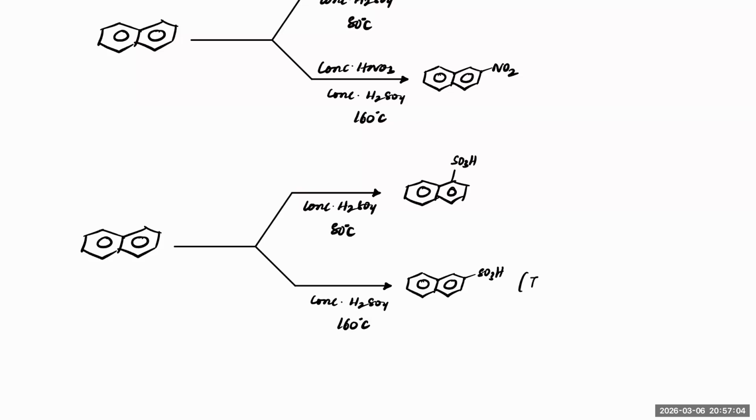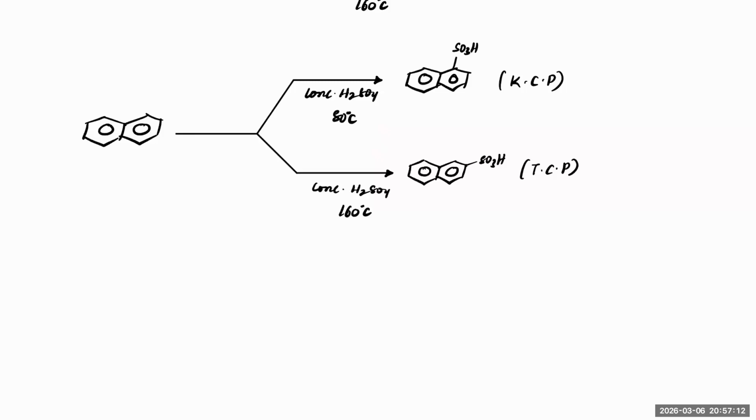This is called thermally controlled product. This is called kinetically controlled product. So remember, alpha part is kinetically controlled and beta part is thermally controlled. Okay. Clear? Now, one more case.